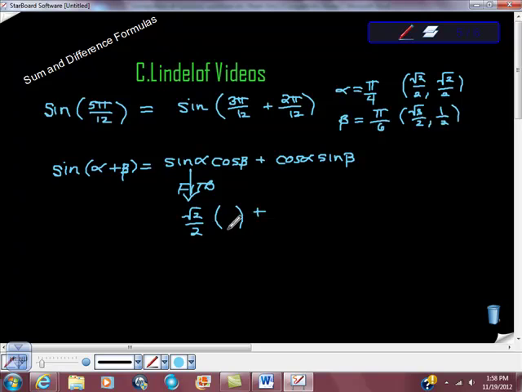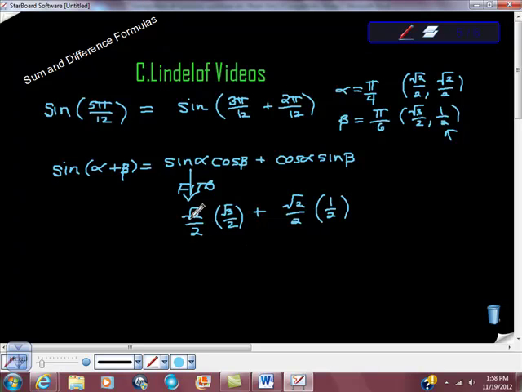Do I have this one backwards? Oh, good job. Thank you. Yeah, square root 3 over 2. And then here we have cosine alpha. Cosine alpha is square root 2 over 2, isn't it? And sine beta is this 1/2 here, isn't it?